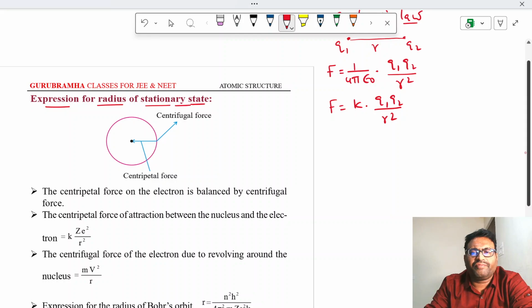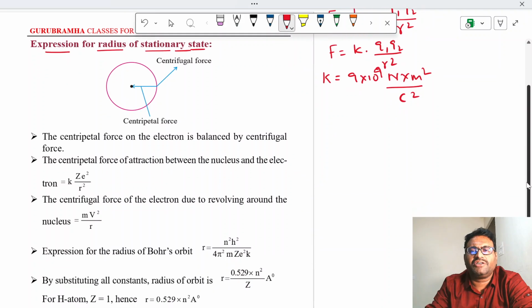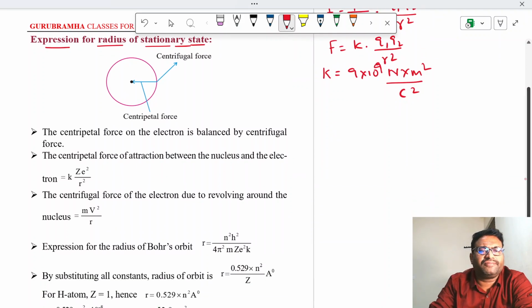K is a constant and it has units. K is 9 into 10 power 9 Newton meter square per Coulomb square. How much? 9 into 10 power 9 Newton meter square per Coulomb square. Right? The same is applied here.